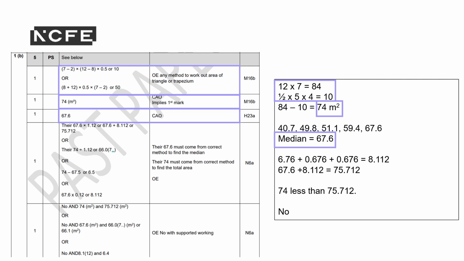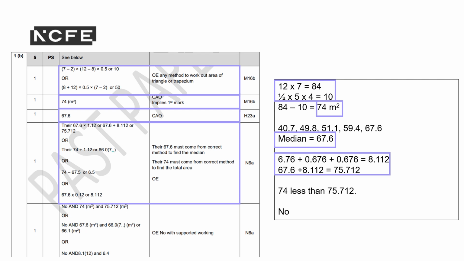The next mark comes from identifying 67.6. So you don't need to write median equals 67.6, but you could even circle it in the question. That would be fine. But as long as it's clear to the examiner that you've identified that the median is 67.6, that is fine.